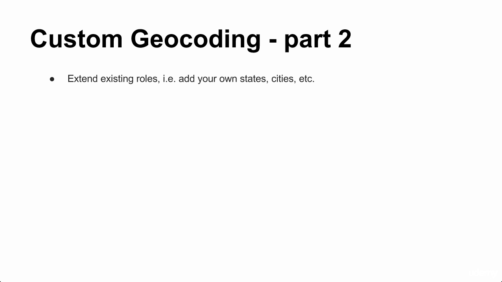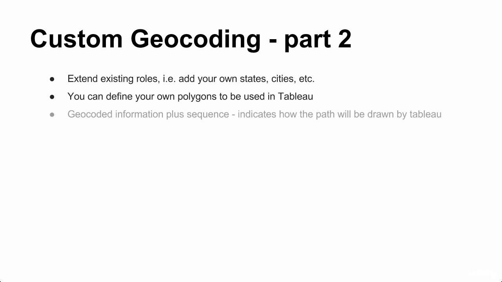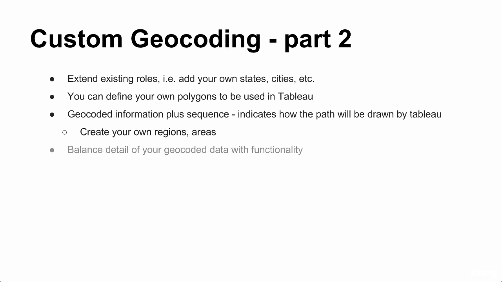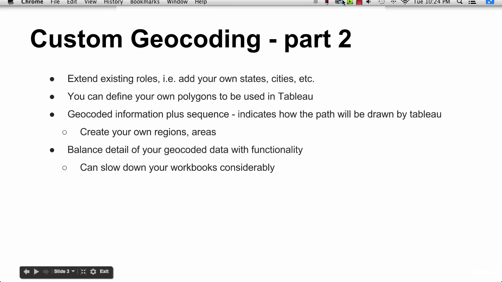One last thing to note is that in addition to custom coding simple points, you can actually define your own polygons to be used in Tableau. The file you provide to Tableau is similar to what we have seen before, but in addition, it simply has a sequence number which indicates how the path should be drawn for a specific polygon. This allows you to create your own regions and areas on the charts. One thing to be careful of is that the more points you define for your polygon, the bigger the file will get and the slower the rendering of the maps will get. So try and balance the detail with functionality.